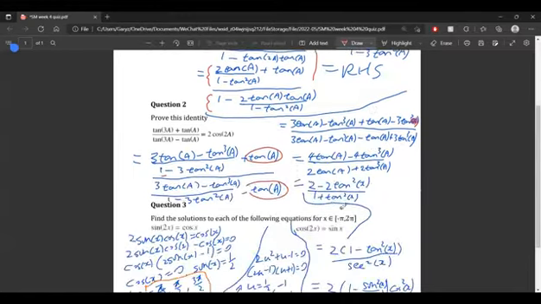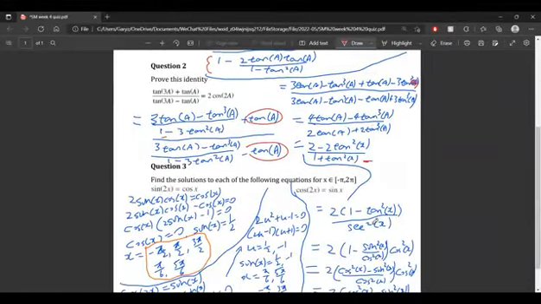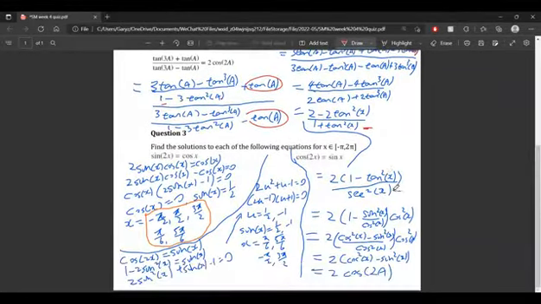So we can replace 1 plus tan squared, this step here, with sec squared of x. And on the top, we factor out the 2.